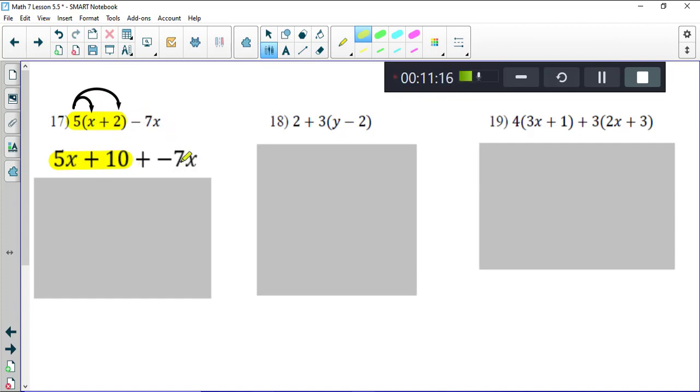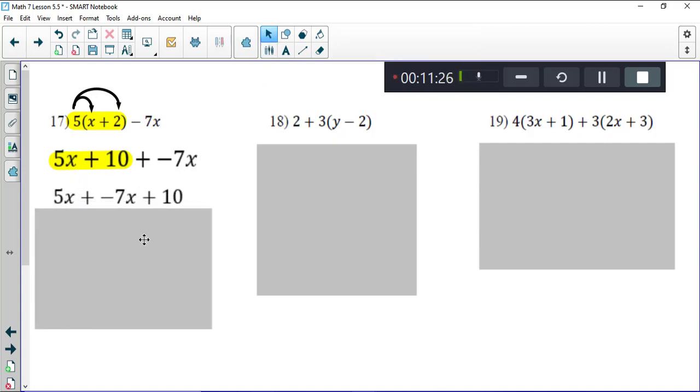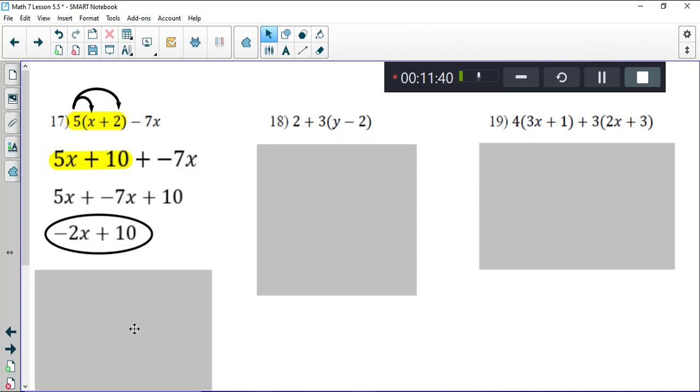Now I did bring down my minus 7x, but I did add the opposite in the same step, which I'm fine with, and I rewrote it as plus a negative 7x. I then put my like terms side by side. And again, there's going to come a point in time where you won't need to do this step. You'll just know 5x plus negative 7x is what I need to combine. 10 is a constant and it's on its own. 5x plus negative 7x is negative 2x. So my final solution is negative 2x plus 10.